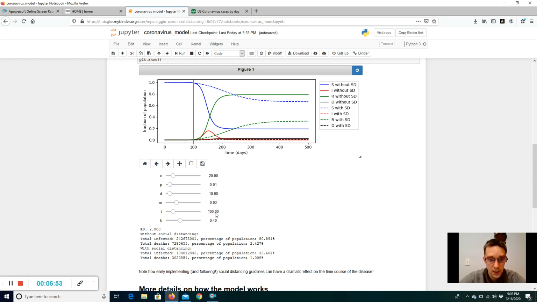In this case, the change in behavior is going to be a reduction of 40%. So this last slider here represents how much we reduce our contact with other people. And so initially, the contact rate is set to be 20, which means people interact with about 20 people a day. But then after this time 100, we're going to reduce that by 40%, so from 20 down to 12, and see what that does to the spread of the epidemic.